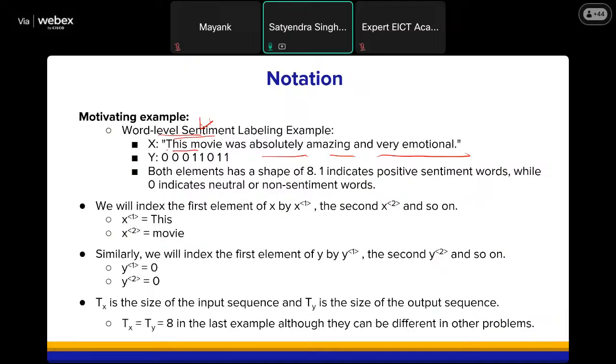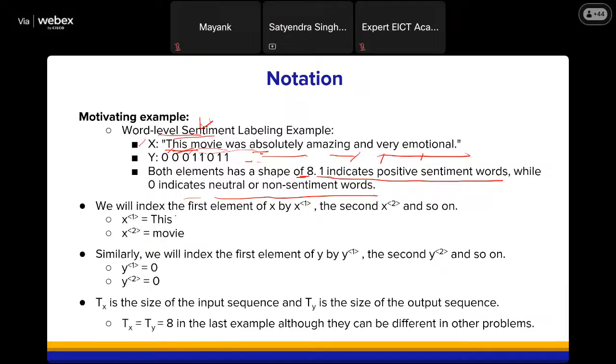So if you see here, corresponding to this, you have zero. Corresponding to movie, you have zero. Corresponding to was, you have zero. Whereas for absolutely and amazing, you have one, and then for and zero, and for very and emotional, you have one. So both input and output have a shape of 8. So there are 8 inputs, 8 outputs, where one indicates the positive sentiment words, while zero indicates the neutral or non-sentiment words.